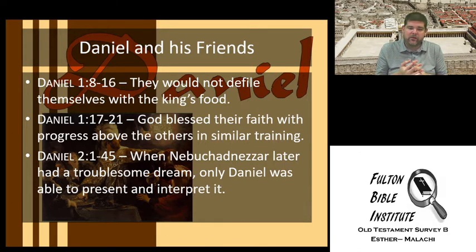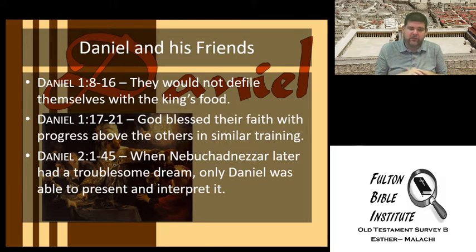And so what they do, remember, they said, well, let them eat the choicest foods, give us vegetables and water, and let's see who's better after this time period. And we see that God blesses their faith in verses 17 through 21 with progress above others in similar training. Daniel and his friends not only look better, they're given better position. They're more knowledgeable. They're more equipped to serve the kingdom. And so Nebuchadnezzar places them in positions of power.